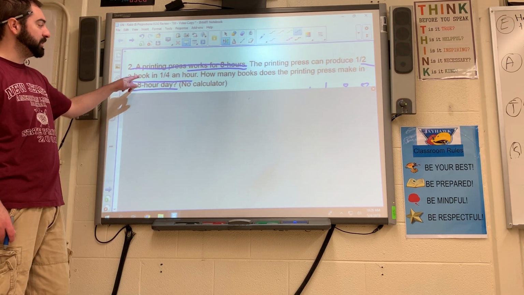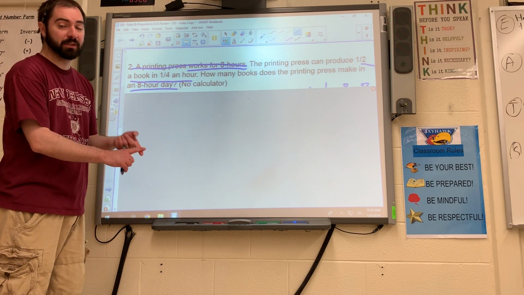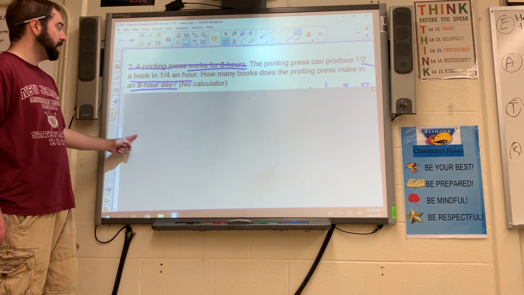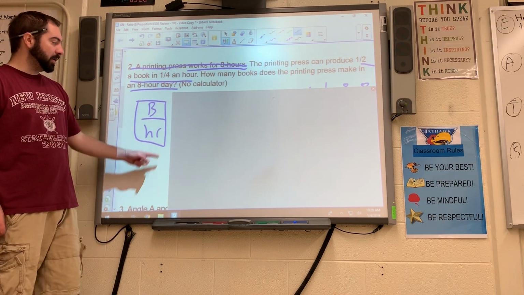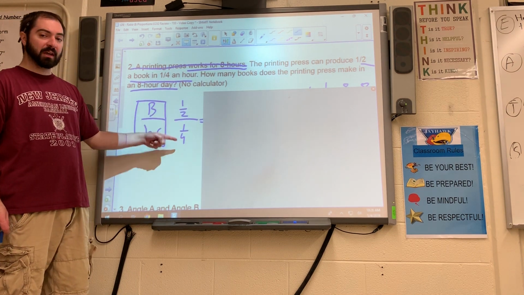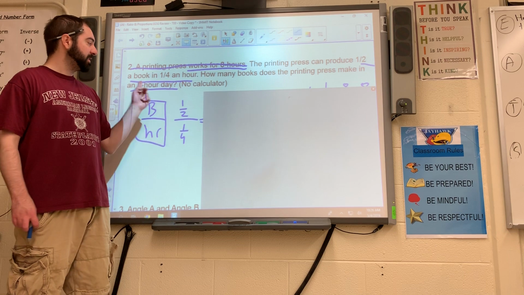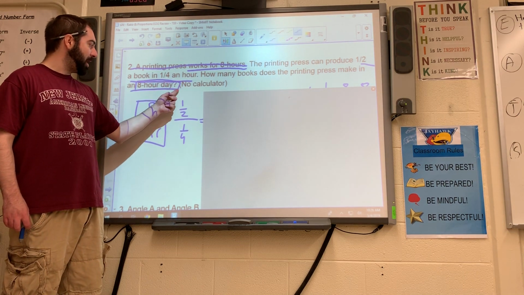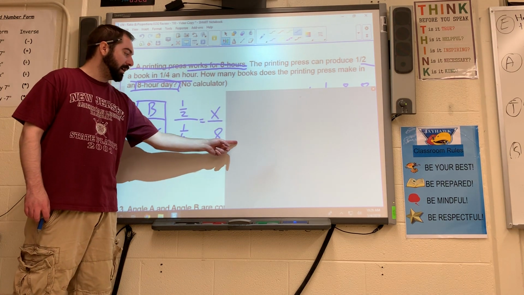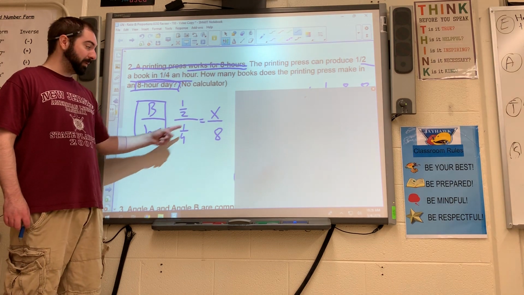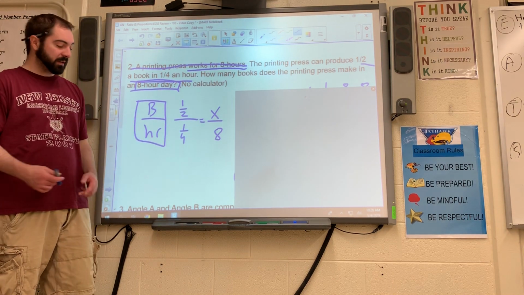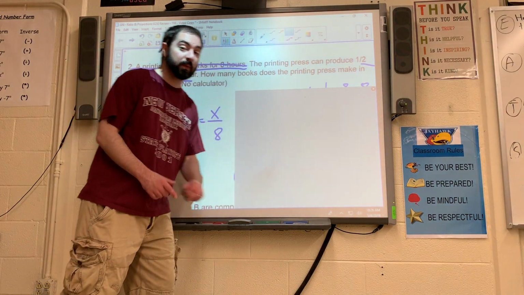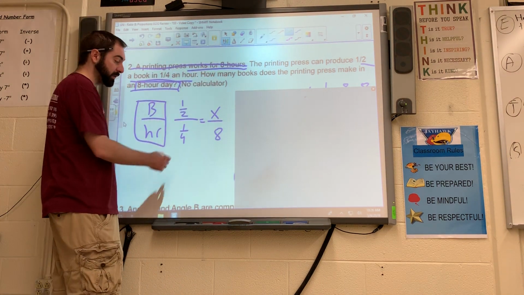To start this problem, the two numbers in the same sentence, they build your ticket, they are your given ratio. So again, I'm comparing books to hours. I know that he can do 1/2 of a book in 1/4 of an hour. As I keep reading, I see 8-hour day. So again, I know how many hours it is, but I don't know how many books. So once we have the problem set up, this is where we got to use some strategies to help us out a little bit without the use of a calculator.